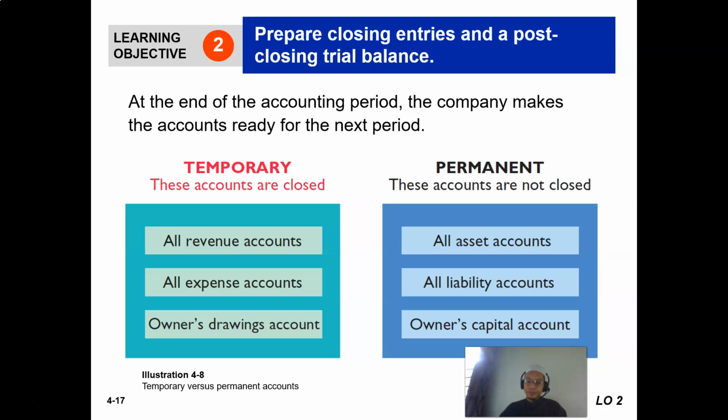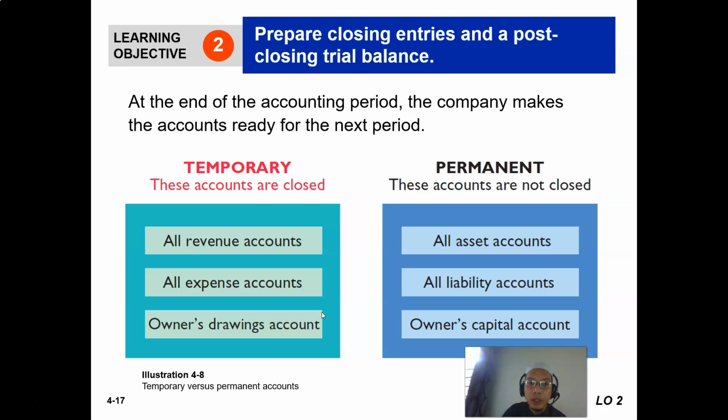But we will show you that not all of the accounts are closed. There are two categories of accounts: the temporary accounts and the permanent accounts. All revenue accounts, all expense accounts, and the owner's drawing account are temporary accounts. Why do we say they are temporary? Because they all relate to transactions of that particular period.